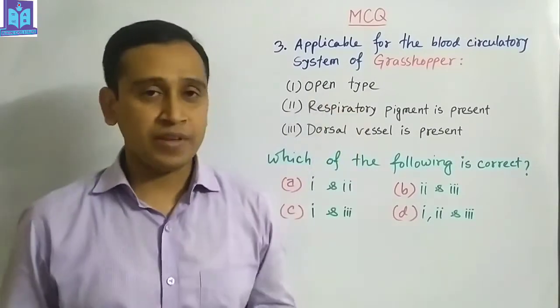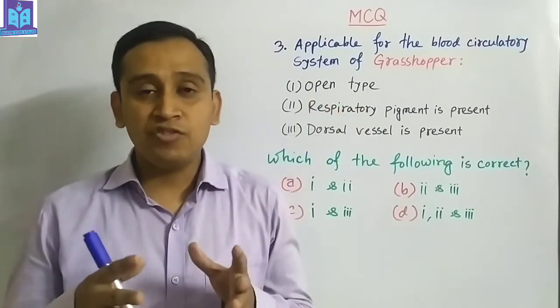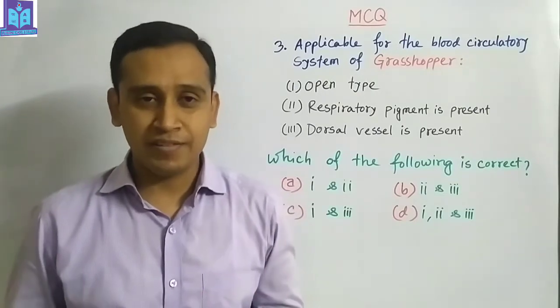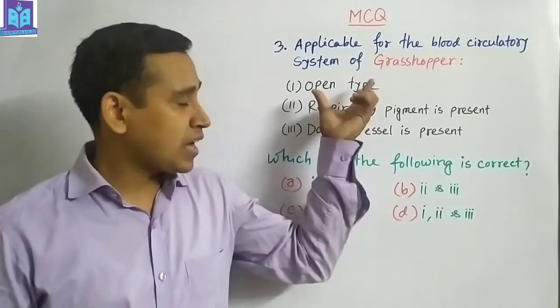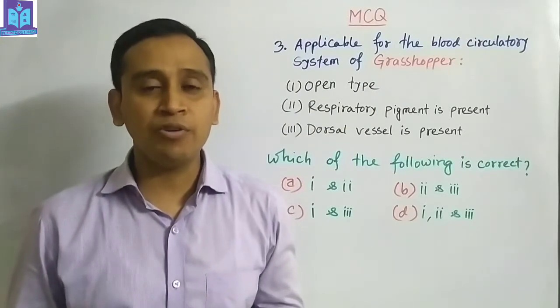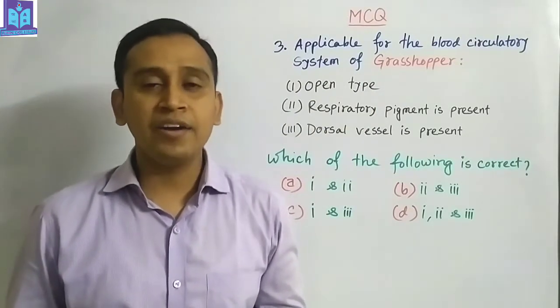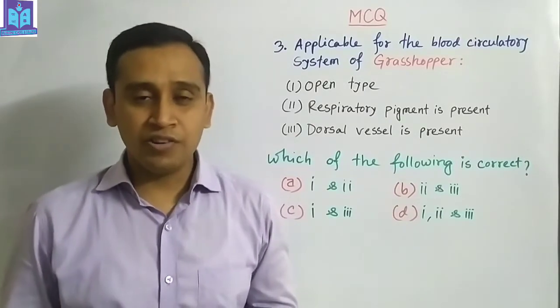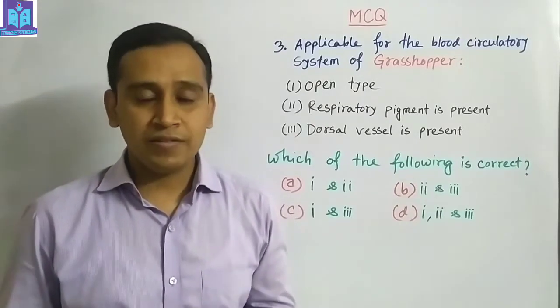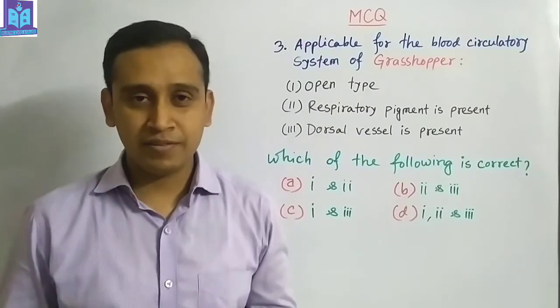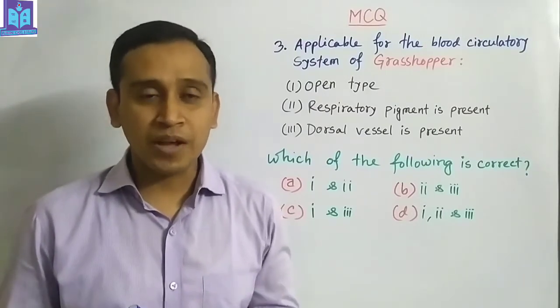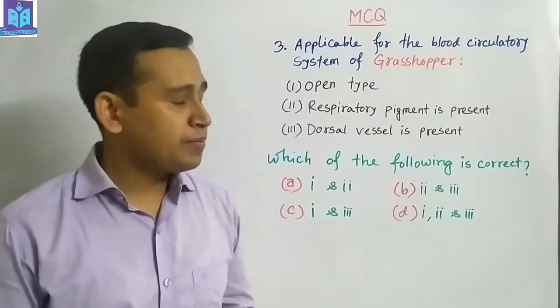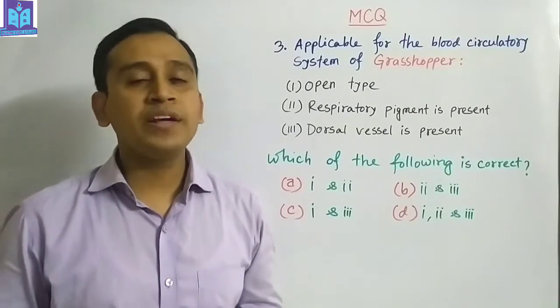In open type circulatory system, blood is not contained within blood vessels. This type of circulatory system is basically found in Arthropoda and Mollusca. In closed type circulatory system, blood is always contained within the blood vessels. This type of circulatory system is found in Annelida and all the developed animals.